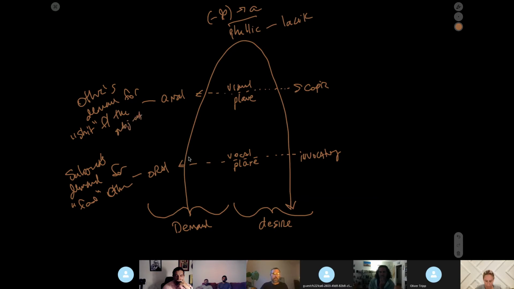So here's how this works. The oral drive has a demand built into it. It's the subject's demand for something nourishing, for food from the other. The anal drive also has a demand built into it, but it's a demand issued by the other to the subject. And it's the other's demand for "shit" from the subject. I put shit in quotation marks because we're not just talking about poop. We're talking about all the things that shit can morph into, symbolic and otherwise.